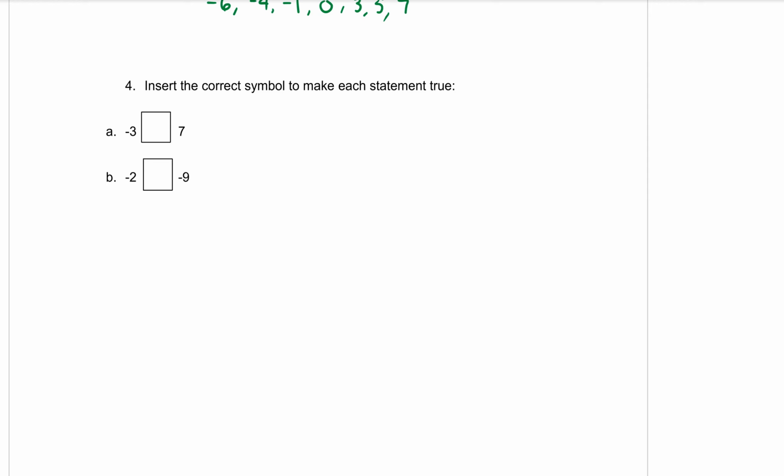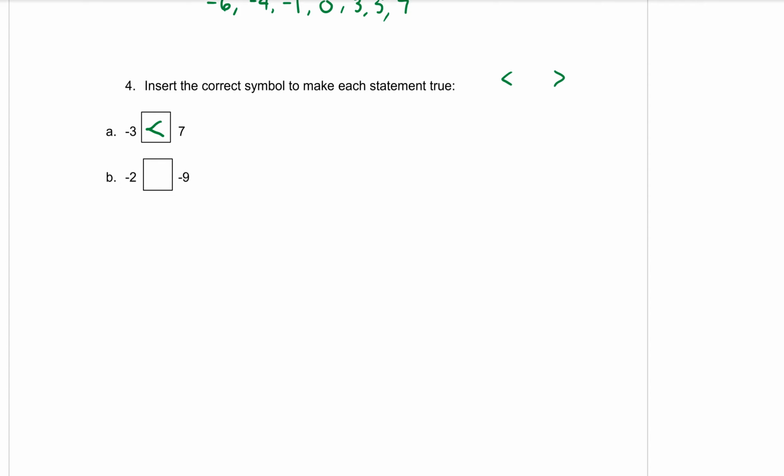And question 4. Insert the correct symbol to make the statement true. Now, when I talk about a symbol, I'm talking about the less than and the greater than symbols. So this is when the alligator thing comes in, if you like that alligator rule, or pointing to the smaller number. So from -3 and 7, one of them's a negative number. The negative number is going to be smaller than a positive number, isn't it? So point to the smaller number, or if you like the alligator analogy, the alligator is trying to eat the 7 because the 7 is bigger.